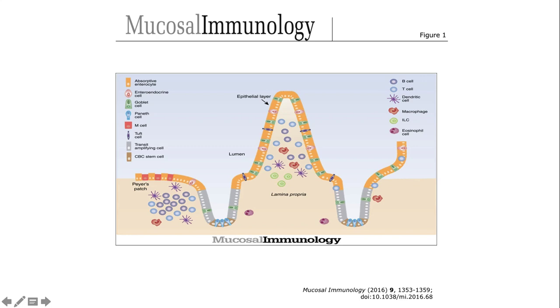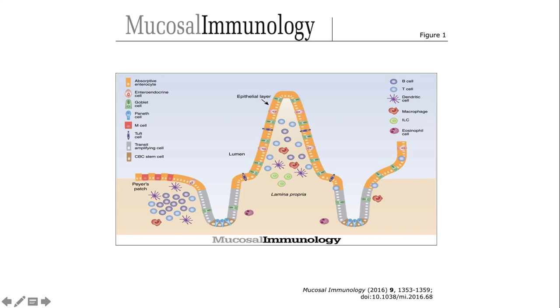These crypts include, as we said, the mucus-producing goblet cells. The mucus plays a key role in protection against infection in the gastrointestinal tract, as well as we have the Paneth cells that are located at the base of the small intestinal crypts, where they secrete antimicrobial molecules.